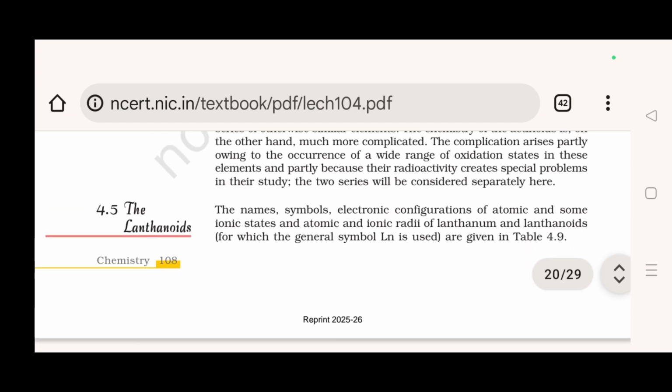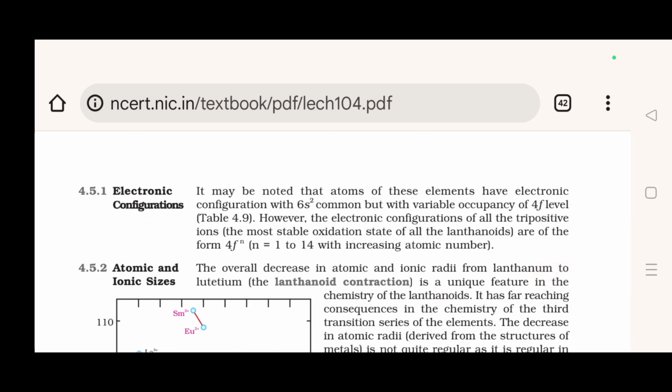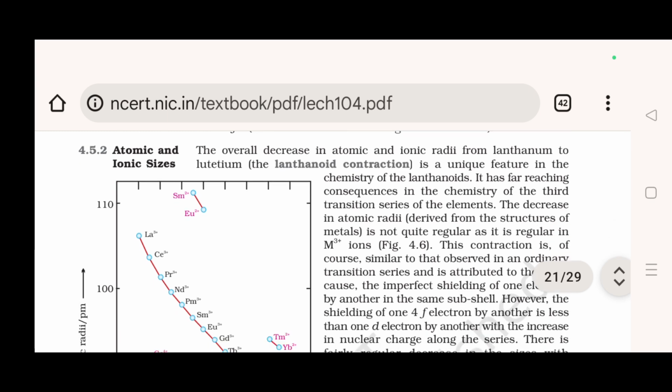Now first of all we will discuss the lanthanoids. The names, symbols, electronic configurations of atomic and some ionic states, and atomic and ionic radii of lanthanum and lanthanoids, for which the general symbol Ln is used, are given in Table 4.9. Now we shall discuss the electronic configuration. It may be noted that atoms of these elements have electronic configuration with 6s2 common but with variable occupancy of the 4f level. However, the electronic configuration of all the tripositive ions, the most stable oxidation state of all the lanthanoids, is of the form 4f^n, n equals 1 to 14, with increasing atomic number.